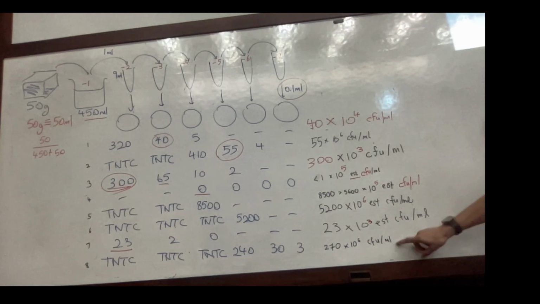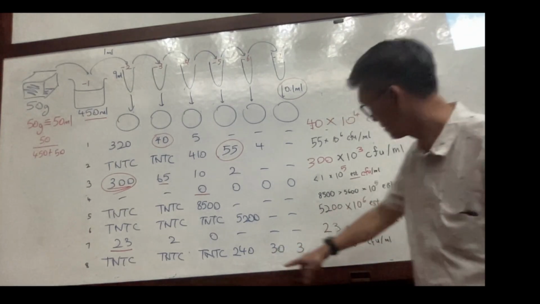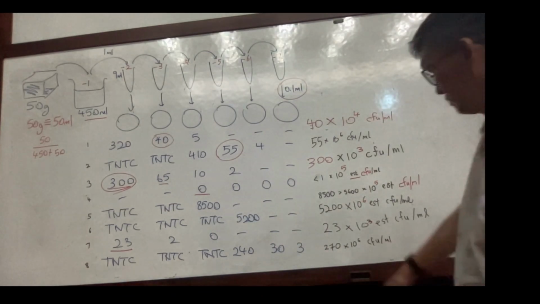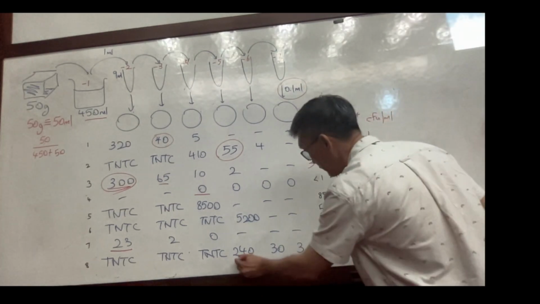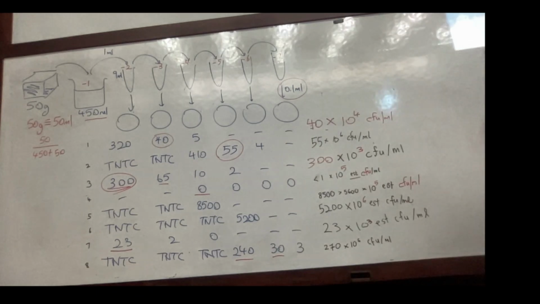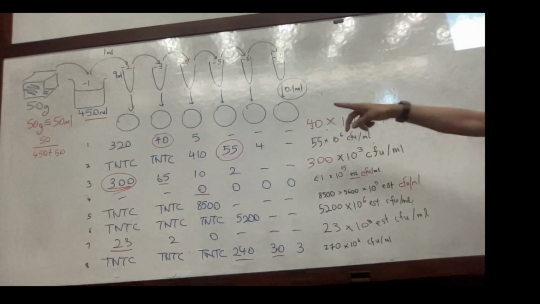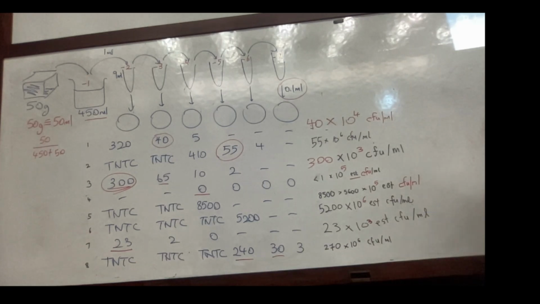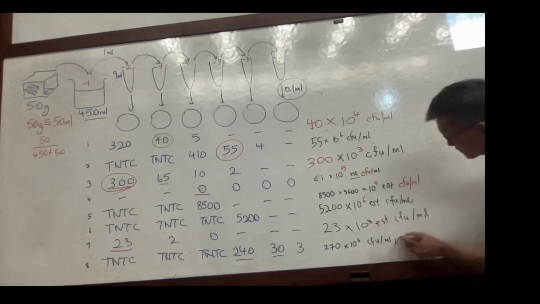Then finally, yeah, so this one will be average. Average is 270 times 10 power 6. Whoa, this is correct. Very good.